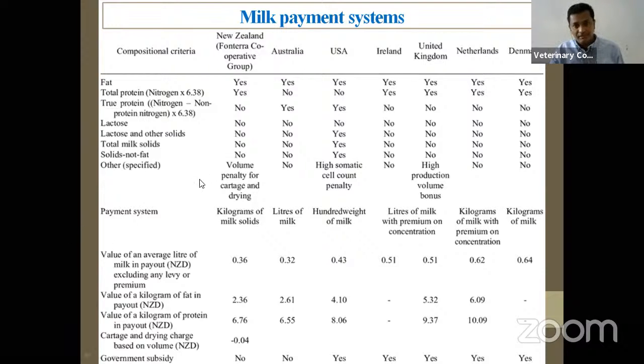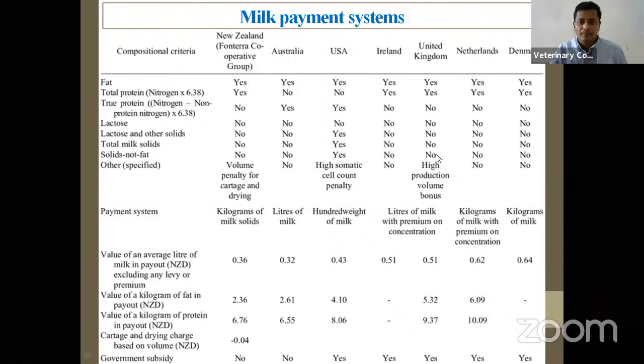Others, if you see here, payment based on the somatic cell count. Rather than making payment in countries such as America, they have warning systems. If at all there is a little deviation or little increase in the somatic cell count of the milk, the supplier is warned. If it is still more, they are fined. That is the penalty measure.